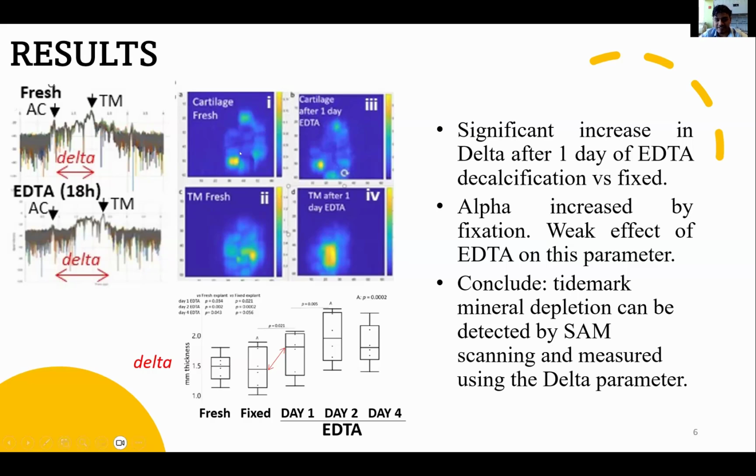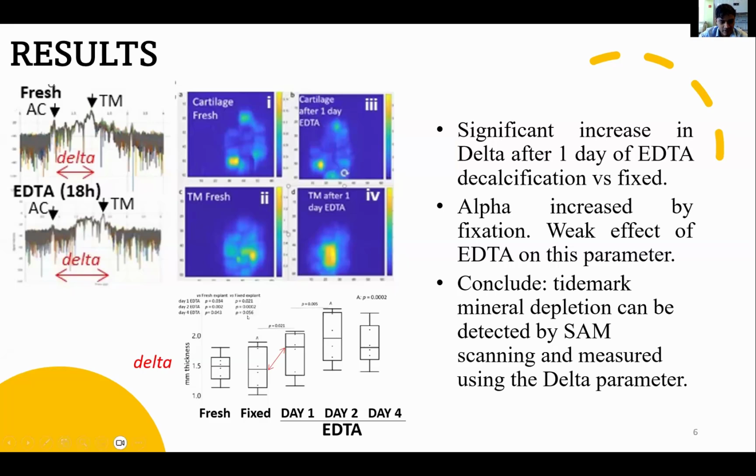You can also see the corresponding en face images, these are actually the segmented en face images. On the top, you can see the scanned en face images of cartilage and tide mark. The first and second are fresh, and the third and fourth are after the first day. So you can see how EDTA depletes the mineral in an outside-in fashion, and now most of the mineral after the first day is centered in between. We were able to gauge these changes in our parameters too.